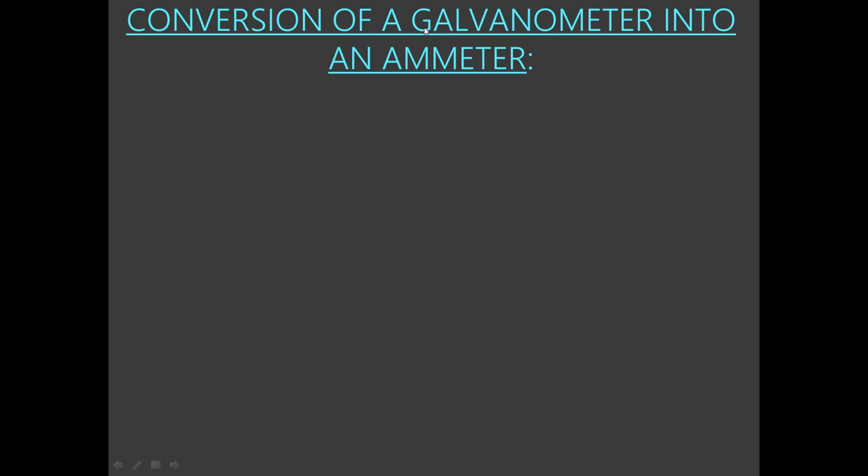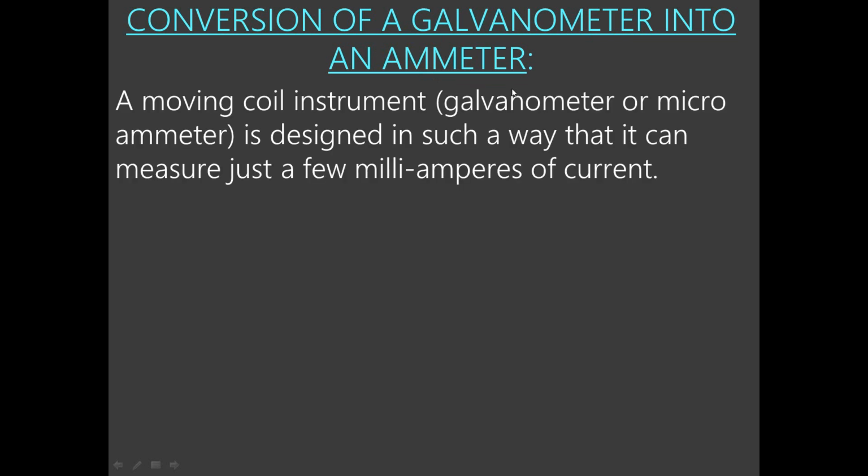Remember, a galvanometer is very sensitive and cannot handle big currents. It is so sensitive and vulnerable that if a large current passes through it, the coils will burn. So not a lot of current can be allowed to pass through it. But how can we adapt it? How can we modify it so that it can measure current? That's the conversion of a galvanometer into an ammeter.